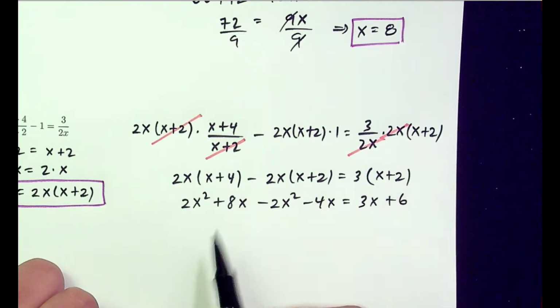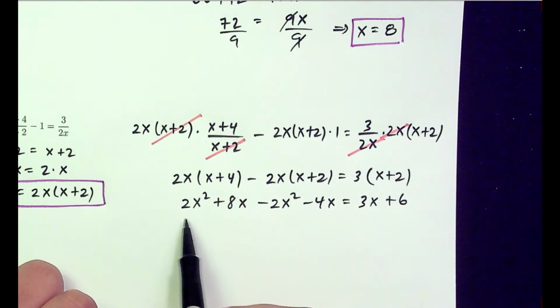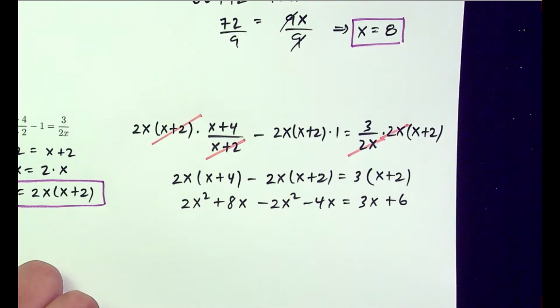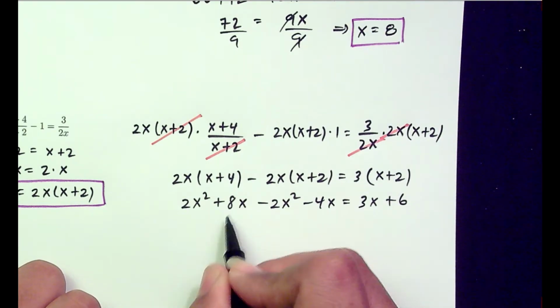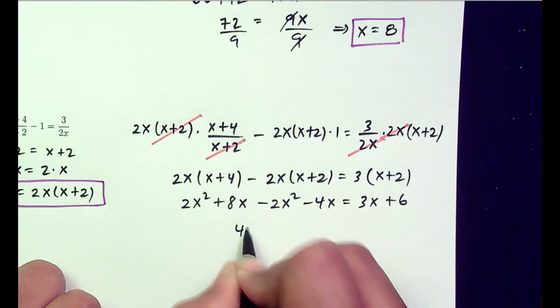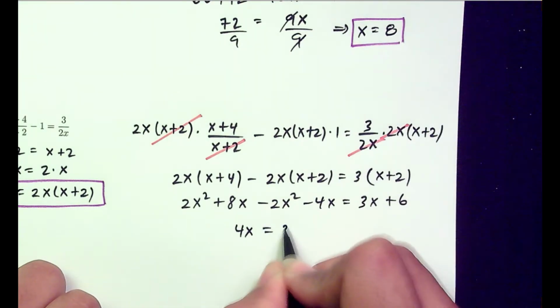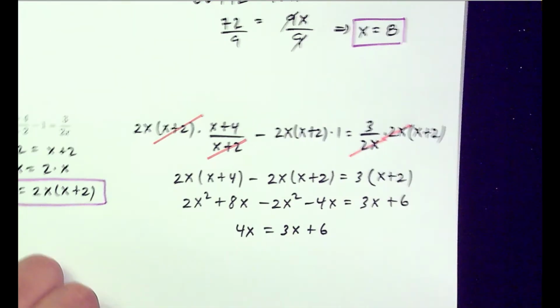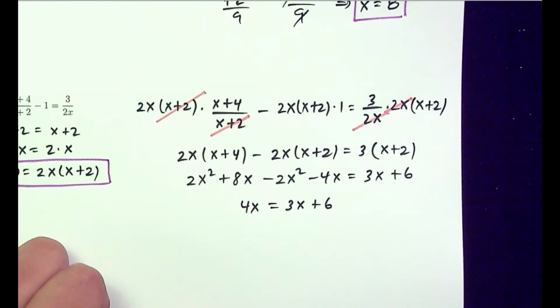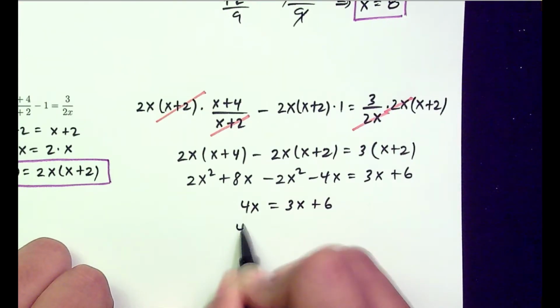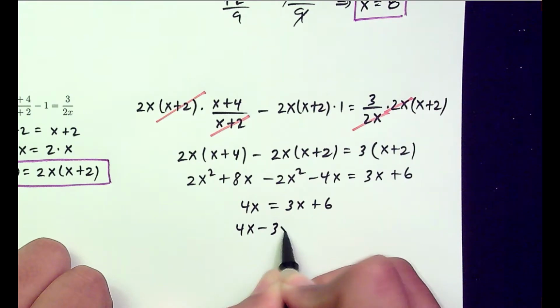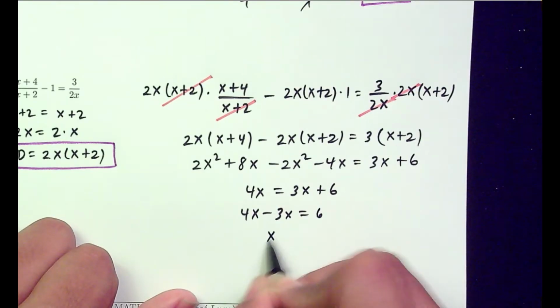Now collecting like terms, these 2x squared minus 2x squared cancel each other off, so that means there's not going to be any square terms. There's not going to be any quadratic terms. And then 8x minus 4x is 4x. So 4x equals 3x plus 6. Move the 3x to the left. So you're going to have 4x minus 3x equals 6, and that gives you x equals 6.